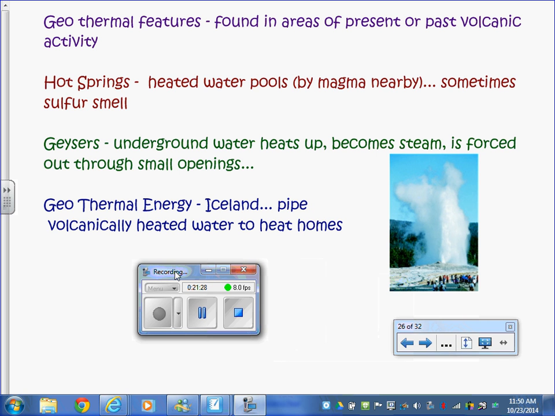So they're found in areas of present or past volcanic activity. We have a lot of these in Colorado. All the hot springs we have in Colorado are because of hot places in the crust. Magma nearby, so you've got hot springs. You get that sulfury smell from the other minerals. Geysers, the water underground heats up and becomes steam, and kind of like a tea kettle, the steam bursts out. It's forced out, and then the pressure is released, and then it is quiet for a while. And then geothermal energy, as we just talked about. So that is the volcanic features and the volcanic eruptions for this week.